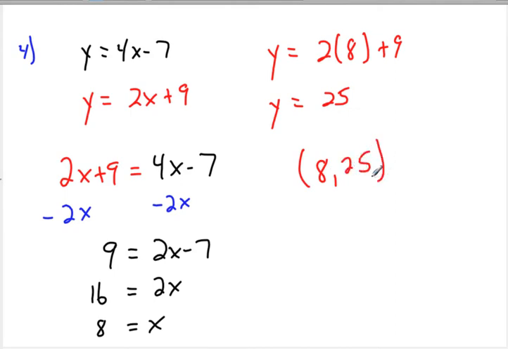Now I'm going to double check that by plugging into both equations. So 8 times 4 is 32 minus 7 equals 25. Here 16 plus 9 equals 25, so that is the right answer. Alright, next problem.